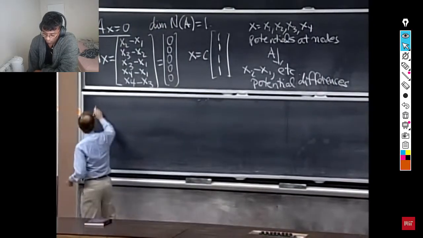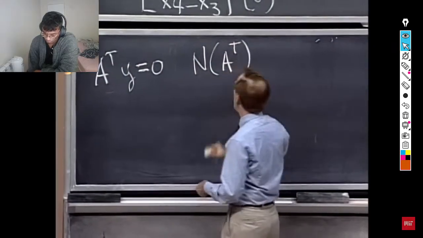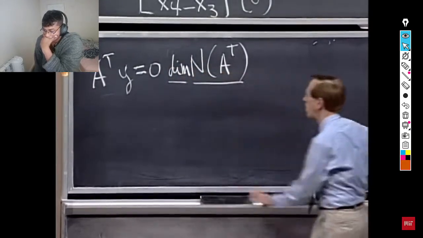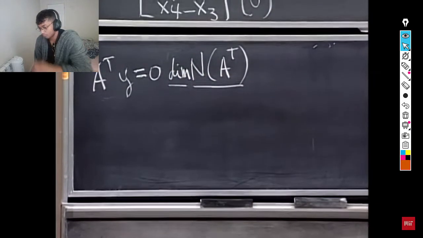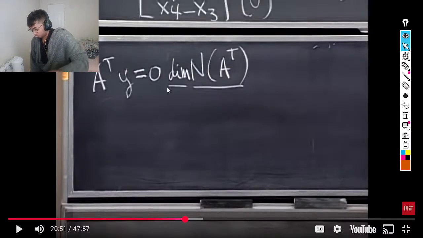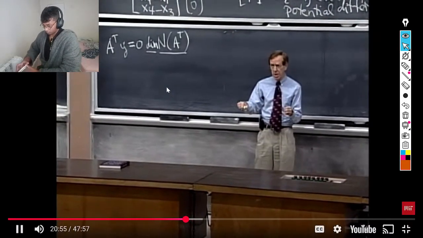So A transpose Y equals 0. Now I'm finding the null space of A transpose. And if I ask you its dimension, you could tell me what it is. What's the dimension of the null space of A transpose? We now know enough to answer that question. What is the null space? What's the general formula for the dimension of the null space of A transpose?